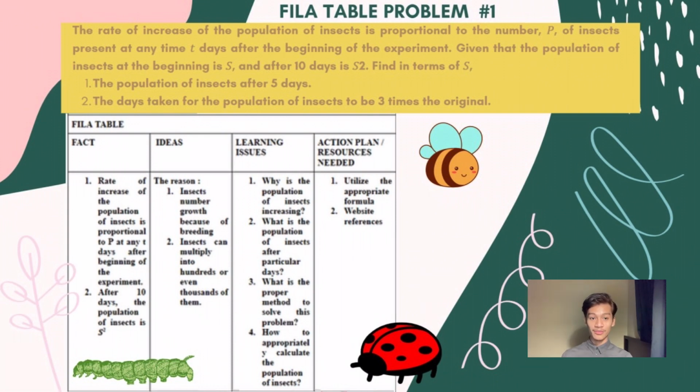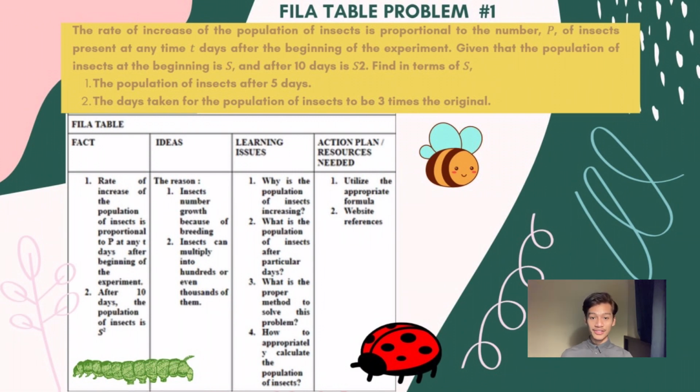For the facts, number 1 is the rate of increase of the population of insects is proportional to P at any t days after the beginning of the experiment. Fact number 2 is after 10 days, the population of insects is S to the power of 2. Next, the ideas. Number 1, the insects' number grows because of breeding. Number 2, insects can multiply into hundreds or maybe thousands of them.